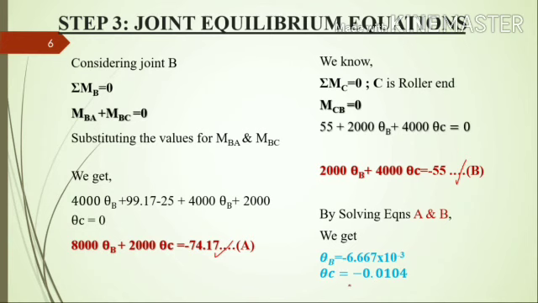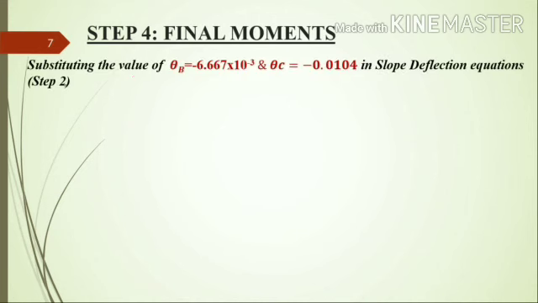The next step is, in the slope deflection equation we already wrote the moments in terms of unknowns. So we get the values of the unknowns. Substitute these values of unknowns in the slope deflection equation, then we get the final moments. So the next step is the final moments. Substitute theta B equal to minus 6.67 into 10 raised to minus 3 and theta C equal to minus 0.0104 in the slope deflection equation, that is in step 2.